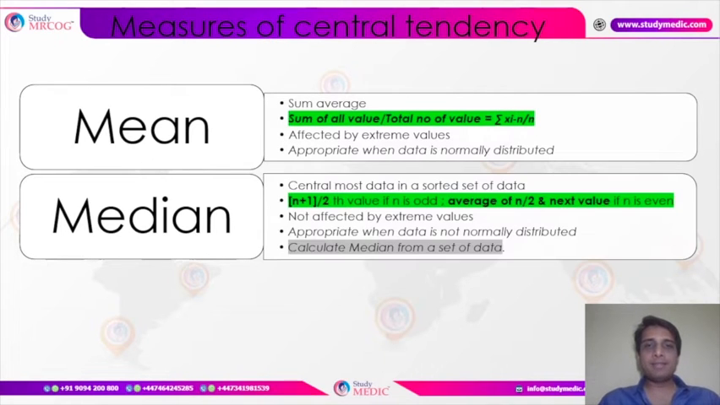Whereas median is the centralmost data in a sorted set of data. It is calculated as the (n plus 1) by 2th value when n is odd, or the average of the n by 2th value and the next value when n is even. It is not affected by the extreme values. So it is appropriate when data is not normally distributed.